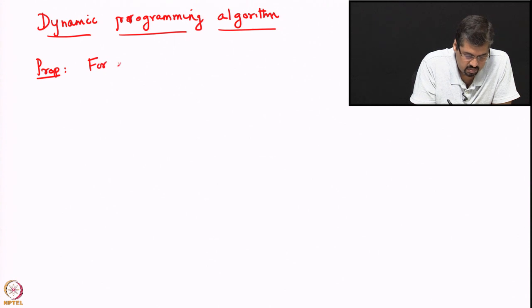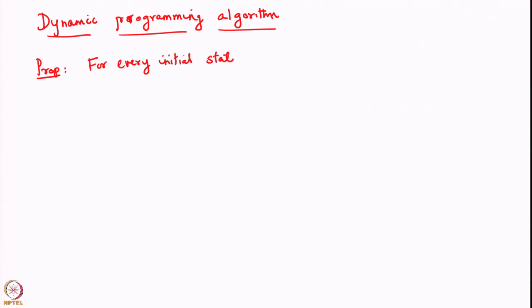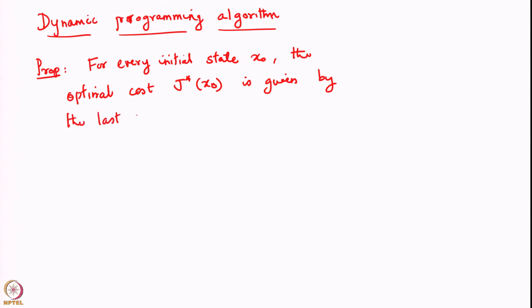For every initial state x0, the optimal cost, remember we had denoted this by J star of x0, is given by the last step of the following algorithm.